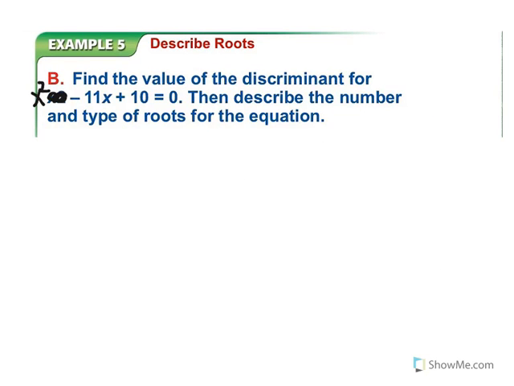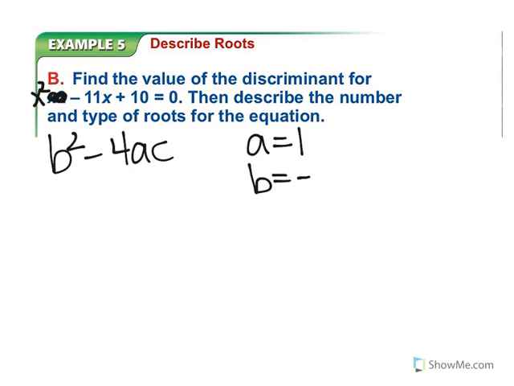Second part of this problem, it says find the value of the discriminant for x squared minus 11x plus 10 equals 0. Then describe the number and the type of roots for the equation. So again, the discriminant is b squared minus 4ac. We know that a is equal to 1 because that's in front of your x squared term. B is equal to negative 11, that's in front of your x term, and C is equal to 10. That's the number by itself.